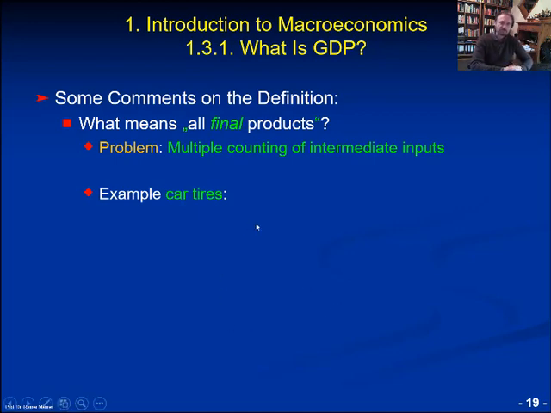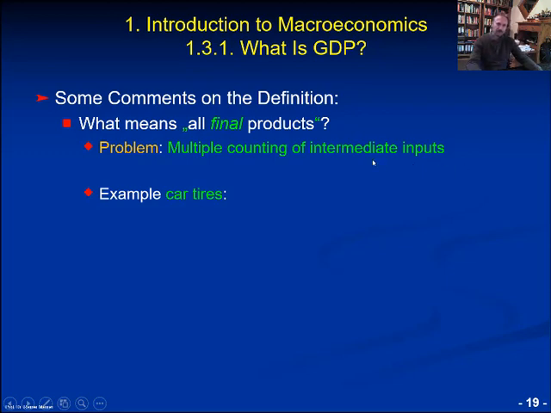Okay, now in the definition of GDP we have used the expression all final products. What does that mean? Why do we use the adjective final here? Final means that we have to take care to calculate only the actual production of a company and not intermediate production this company has received from other firms. So we have to deal here with the problem which is called multiple counting of intermediate inputs.